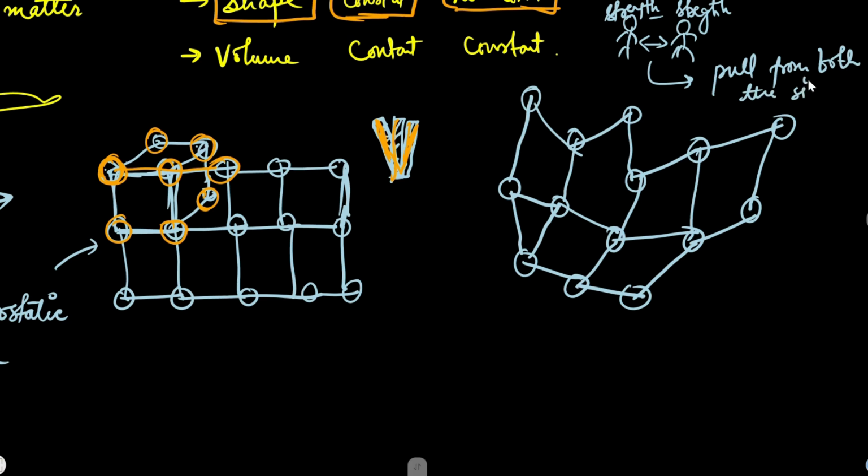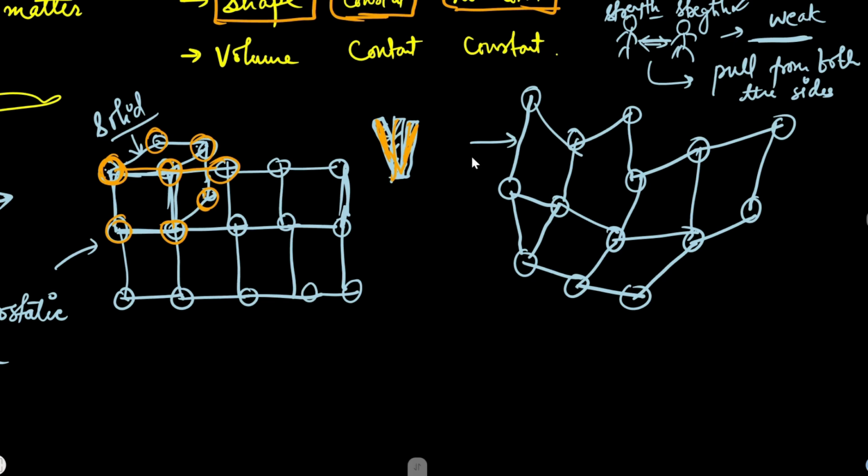What happens? The rope becomes very tight. But if the strength is weak, if the two people are weak, the rope will not be as tight as in the case of strong people. Similarly, what happens in the case of solids? This attraction is very high, but in the case of liquids it is not too high.